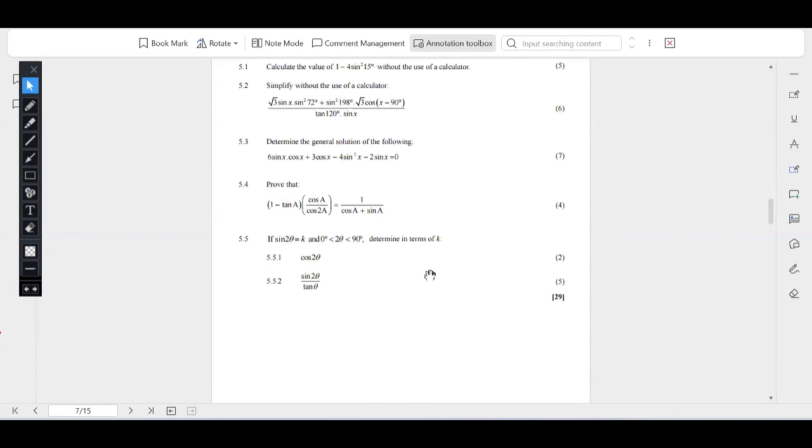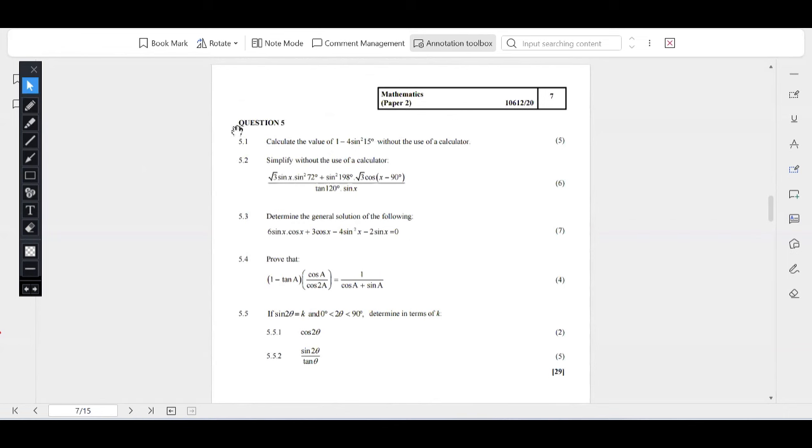And now it's time for you to check on your trigonometry, right? So it says 5.1, calculate the value of 1 minus 4 sine squared 15 degrees without the use of a calculator. Okay, we understand that 15 here is not a special angle. If we are not to use a calculator, then that means we need to write this in terms of special angles. So we must find a way in which we can write 15 in terms of our special angles.